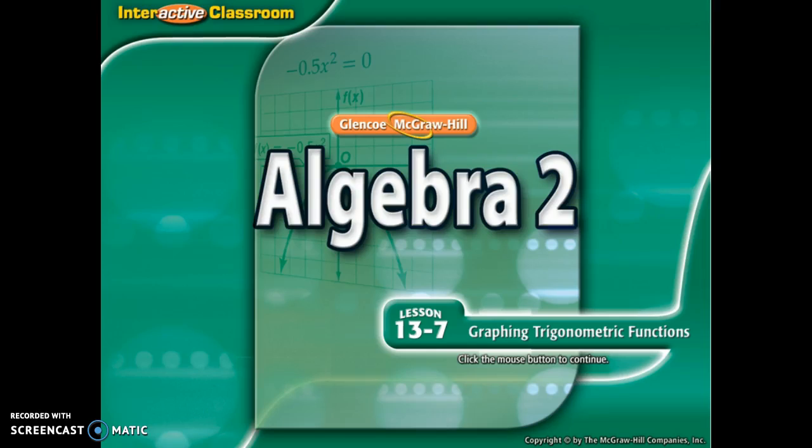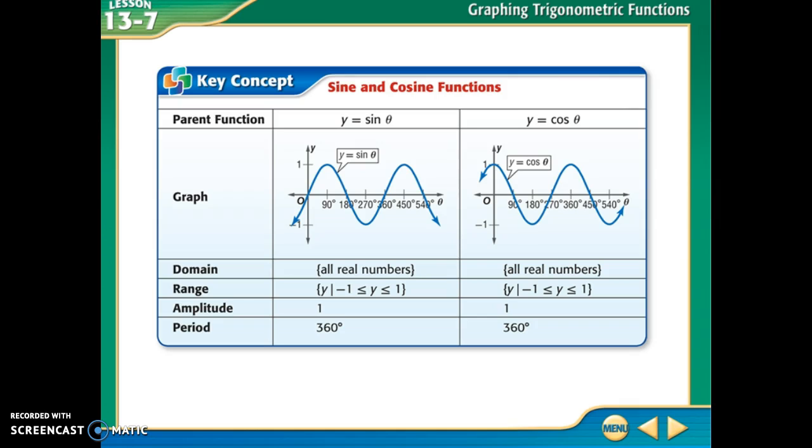So for this video, we're going to look at graphing trig functions, and specifically we're going to start with sine and cosine. So our sine and cosine graphs look like waves, and they continue in the same pattern on forever. So that means our domain is going to be all real numbers for both sine and cosine.